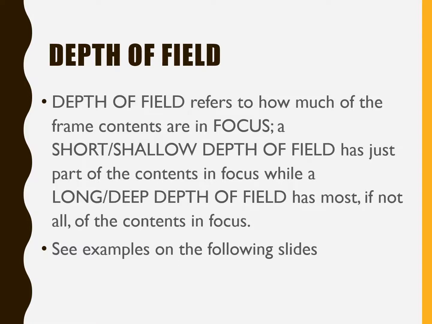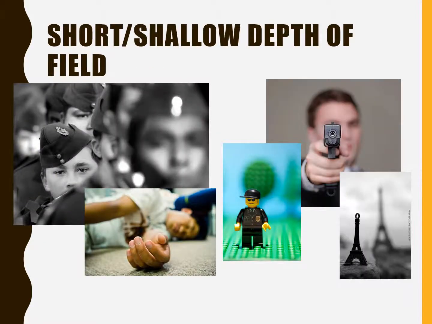Depth of field is a term that refers to how much of the frame contents are in focus. There's a short, shallow depth of field, where just part of the contents on the screen are in focus, while a long or deep depth of field has most, if not all, of the contents in focus. Here are some examples of shallow depth of field. Only certain things are focused: the hand of the guy on the ground, the toy in the foreground, the little Eiffel Tower toy in the front, the gun barrel, the boy in the back.